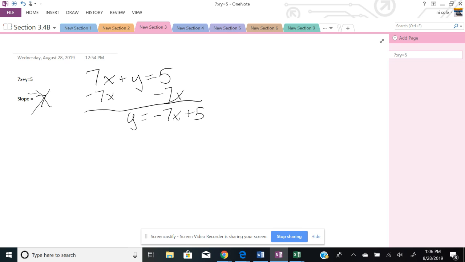Now, I have it in the format y equals mx plus b. Now I can determine the slope. So the slope is not 7, but rather negative 7. Okay, not too bad.